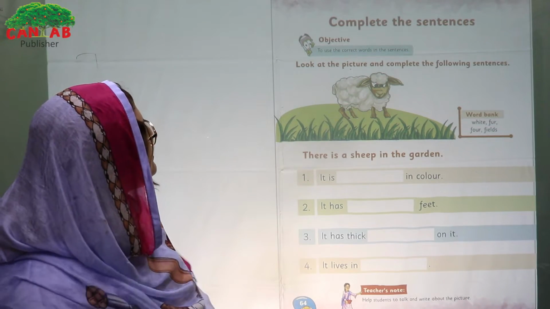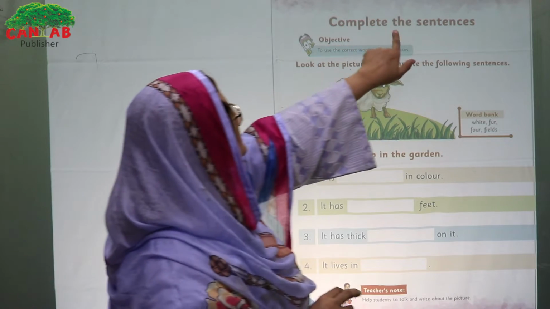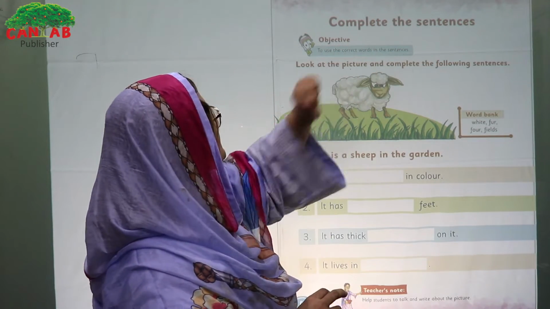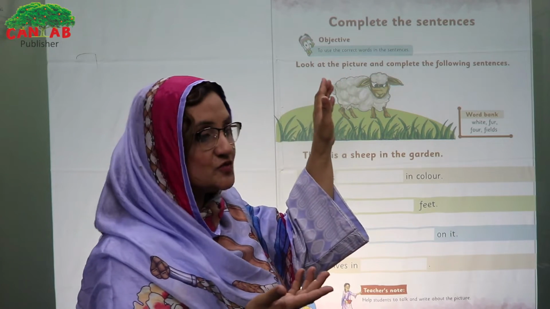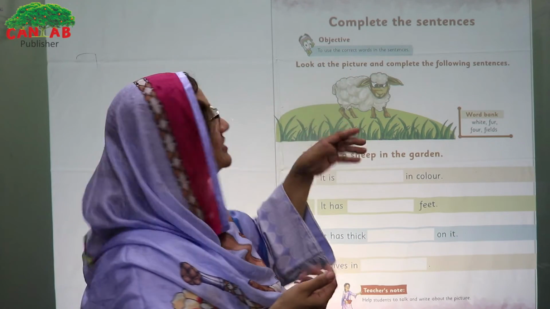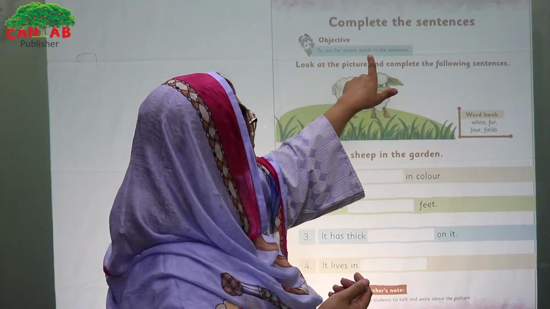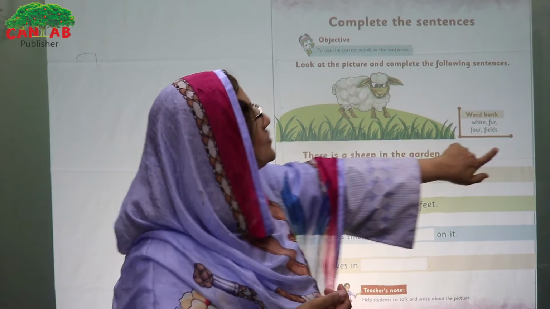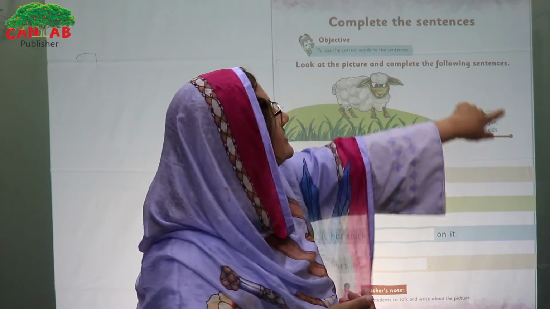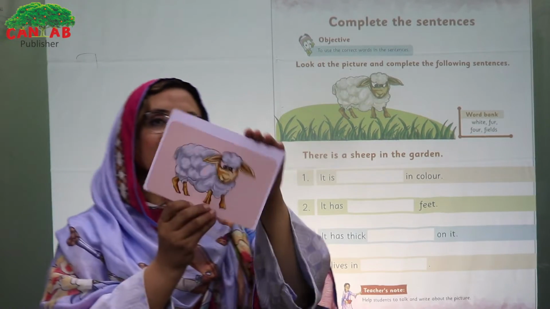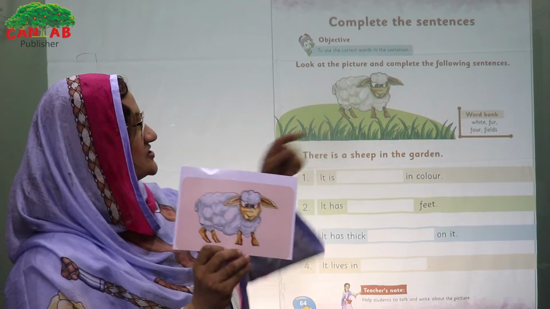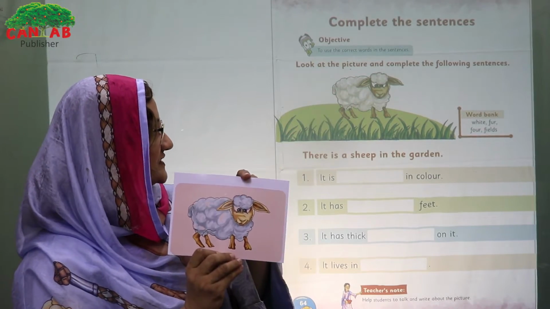And today's topic is to complete the sentences, and the objective is to enable the student. That SLO is going to be like this, that students will be able to use the correct words in the sentences. A word bank has been given here. Now what you can do, you can show a flashcard of this sheep to the student.